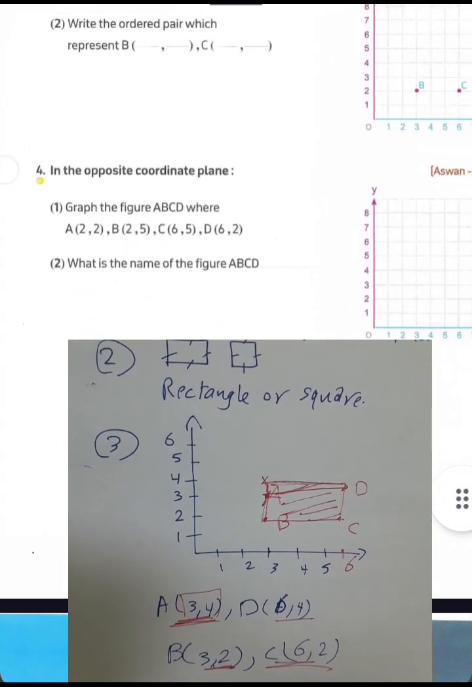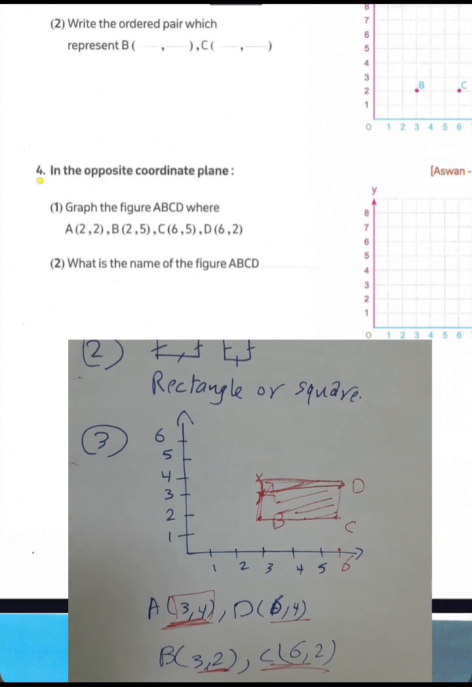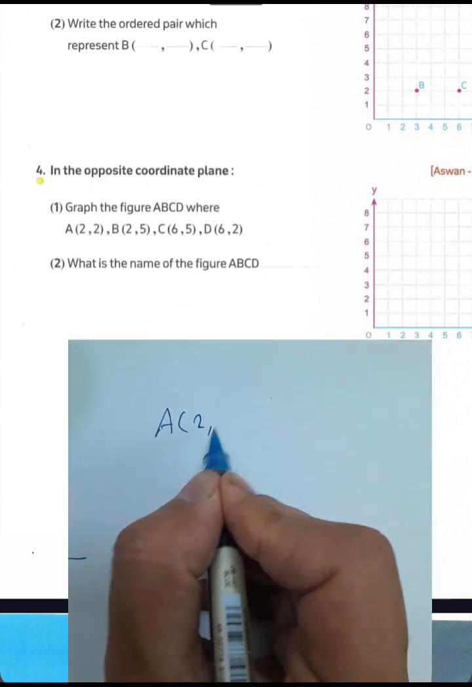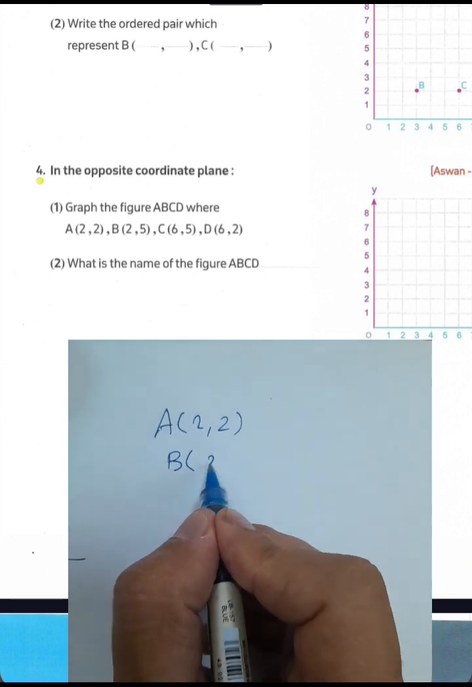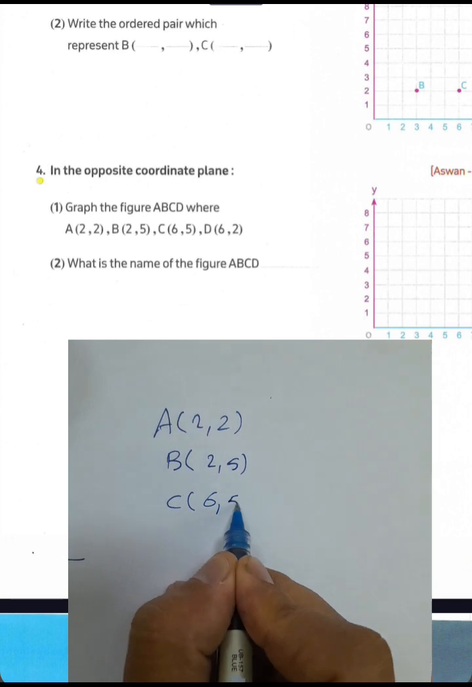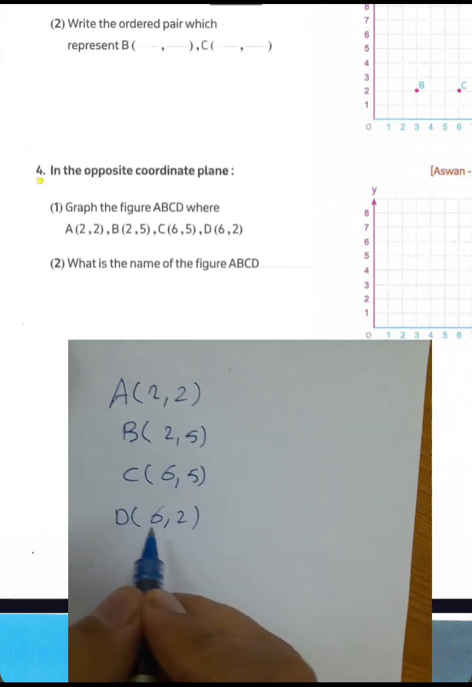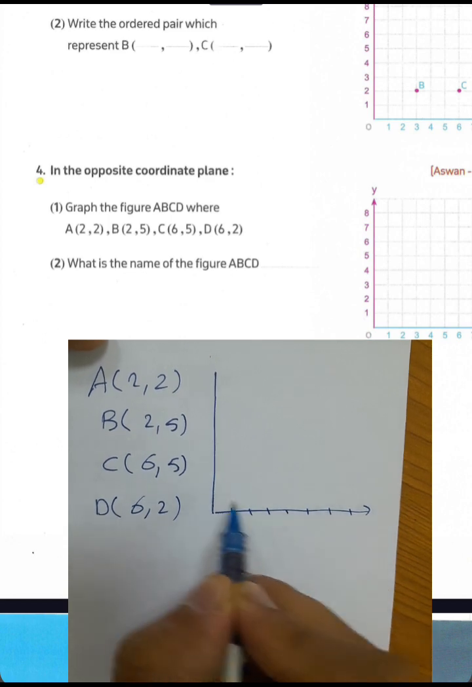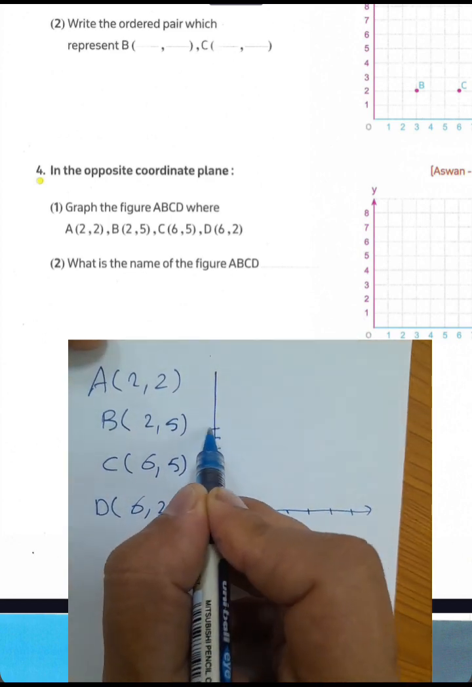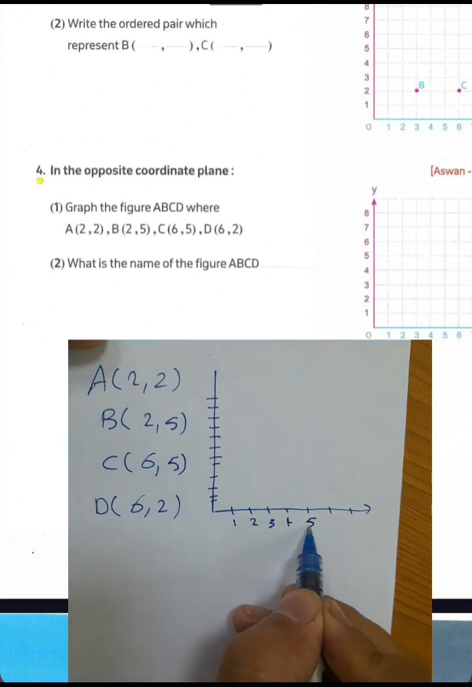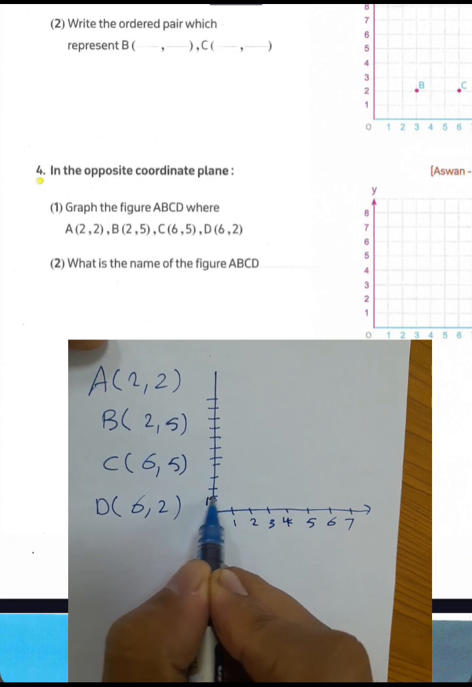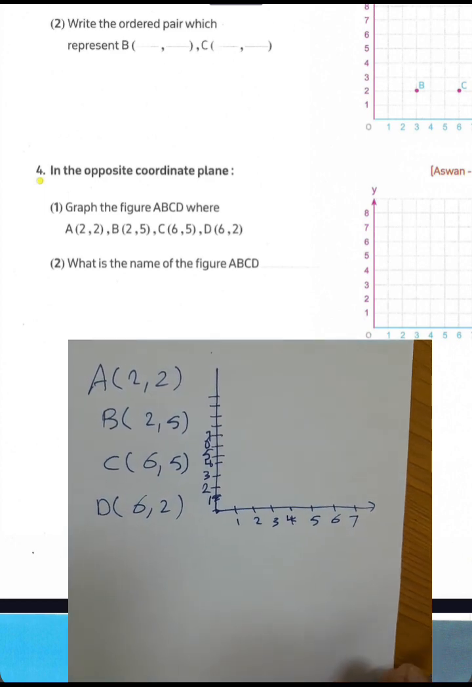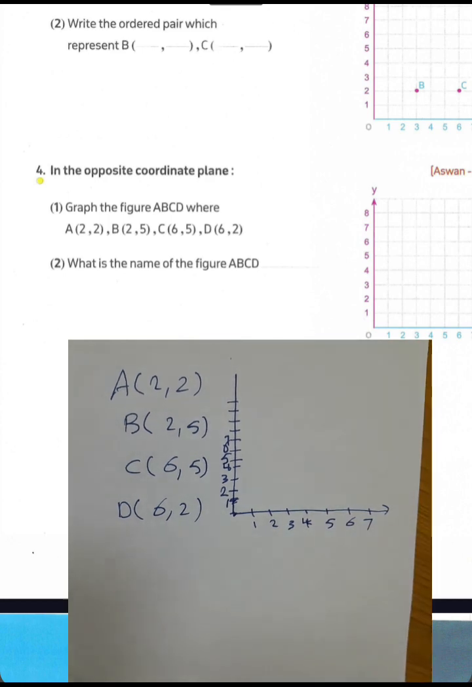Next question. In the coordinate plane, graph points A, B, C, D. What is the name of the figure? We have point A, 2 and 2, point B, 2 and 5, point C, 6 and 5, and point D, 6 and 2. We can draw the coordinate plane here using a ruler. You must write the distances 1, 2, 3, 4, 5, 6, 7.